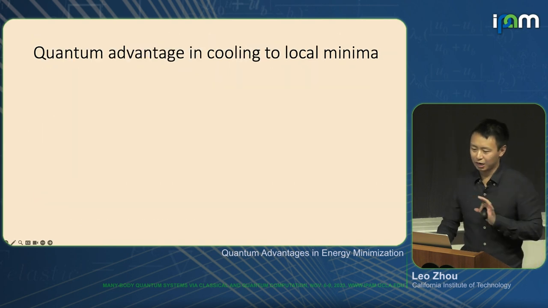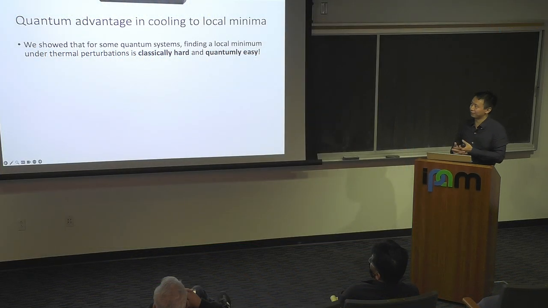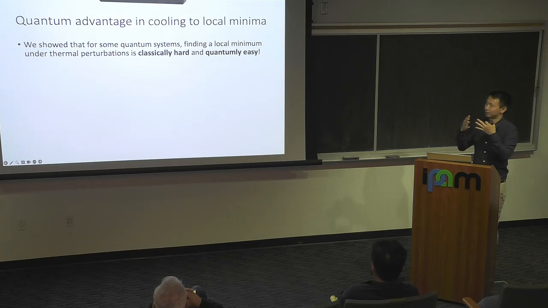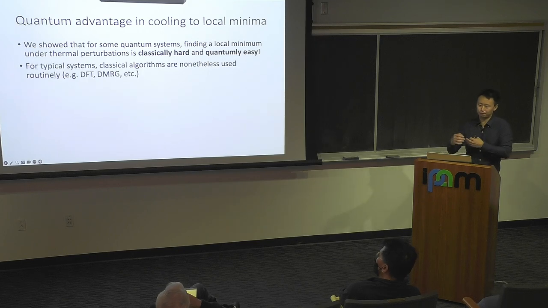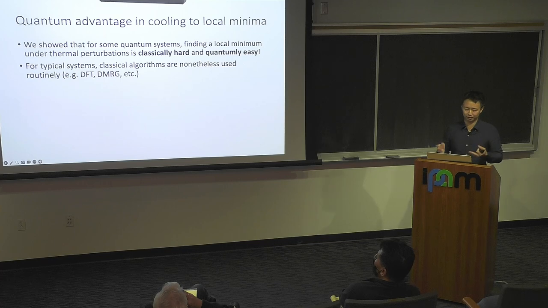Okay, so what I've shown is basically that there's a quantum advantage in the problem of finding local minima, and specifically just the task of cooling. That comes from the fact that we showed for some quantum systems, finding a local minimum under thermal perturbations is classically hard and quantumly easy. But on the other hand, for typical systems that we encounter, classical algorithms are nonetheless used routinely. Like we see all these successes that were mentioned earlier this week with tensor networks, DFTs, et cetera.